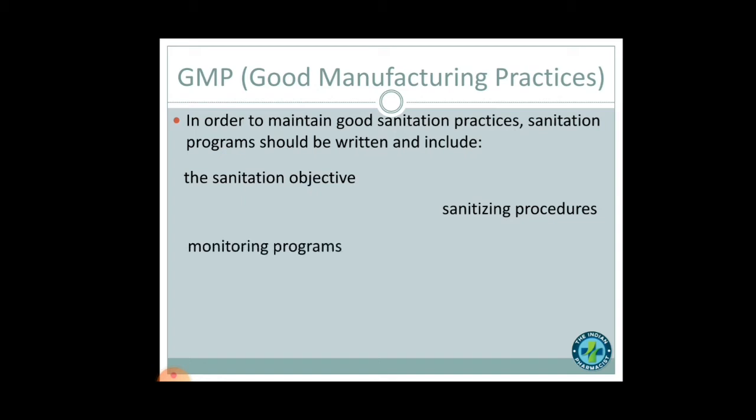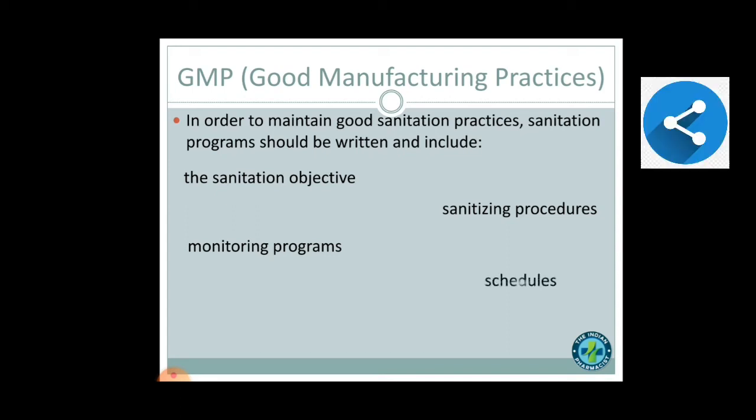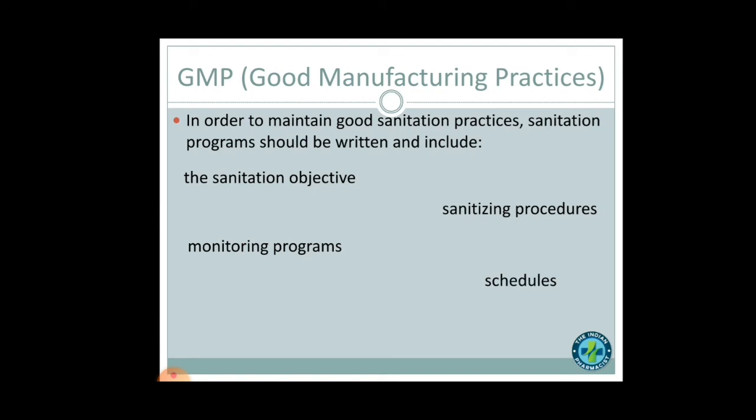Monitoring programs: how can we claim that surfaces have been sanitized and are safe for use? For that, we need some monitoring. For flooring or environment, we can perform environmental monitoring, while for equipment surfaces, we can claim through cleaning validation procedures. Schedules: when and why they shall be sanitized should be in a written document, like with every product changeover, every day, fortnightly, weekly, some schedule should be there.